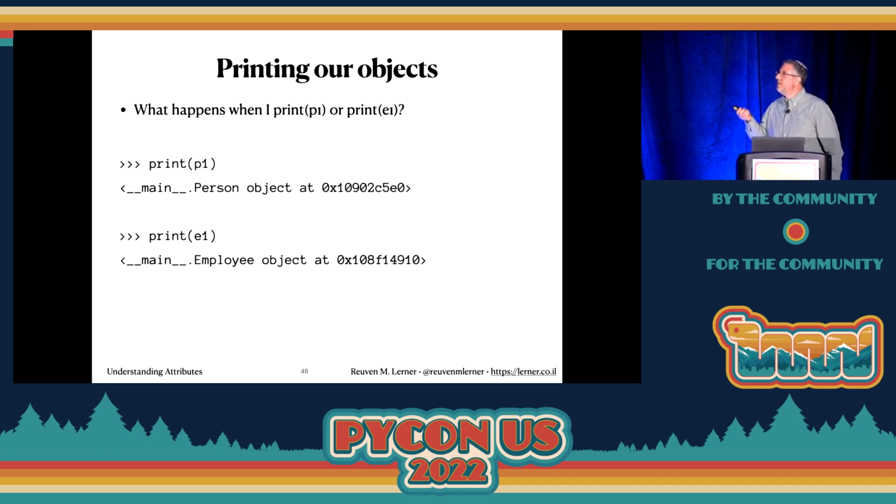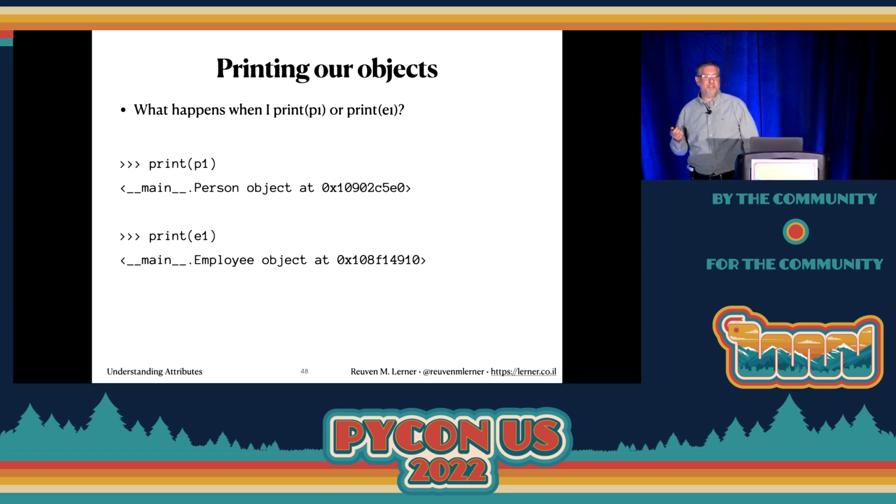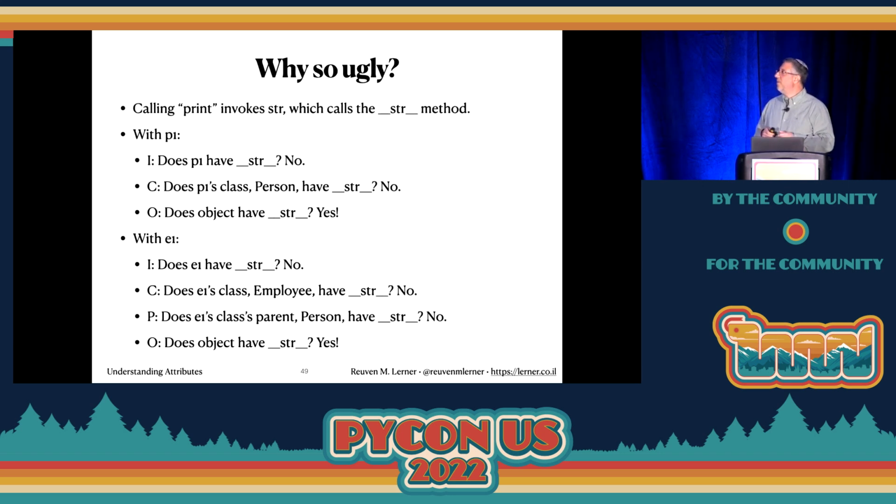What happens when I print P1 or print E1? First of all, I get back something that's just horribly ugly. I will never understand why this is considered the default, but fine, it is. Anyway, why? Because when I call print, why can we print anything in Python? Because print turns its argument into a string. How do we turn something into a string? We call str on it. What happens when we call str on it? It looks for a dunder str. Does P1 have dunder str? No. Does P1's class person have dunder str? No. Does object have str? Yes. So we get the default implementation of dunder str. And that's why we get the default ugly result that we saw.